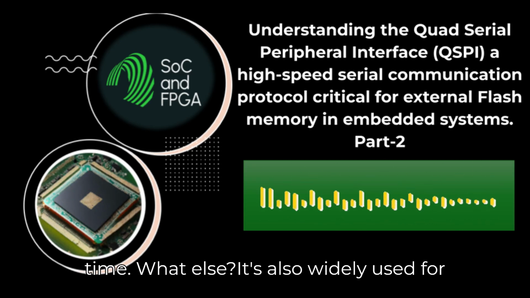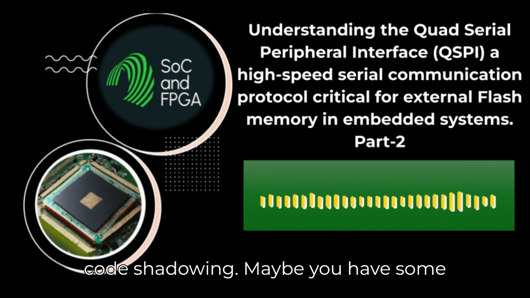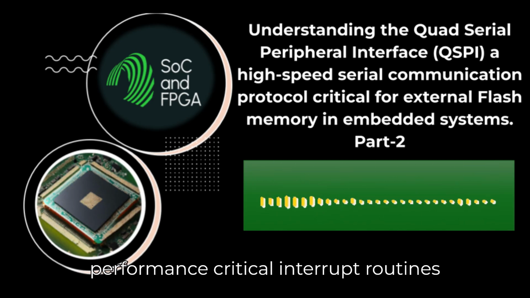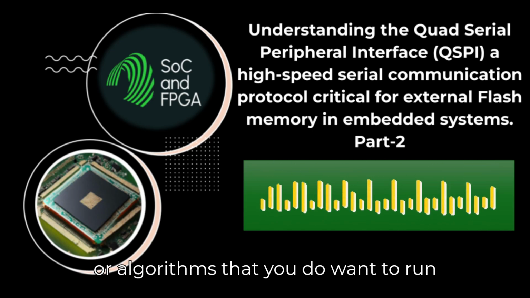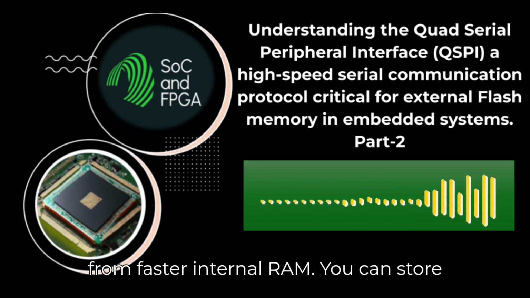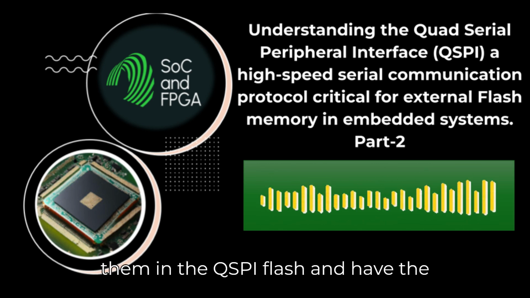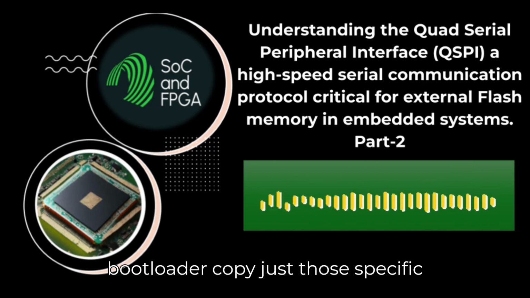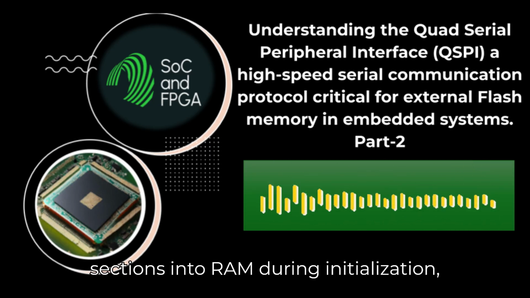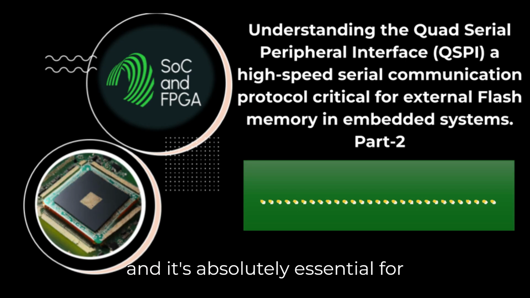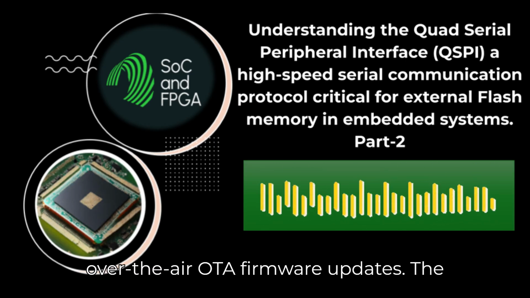What else? It's also widely used for code shadowing. Maybe you have some performance-critical interrupt routines or algorithms that you do want to run from faster internal RAM. You can store them in the QSPI flash and have the bootloader copy just those specific sections into RAM during initialization. Okay.